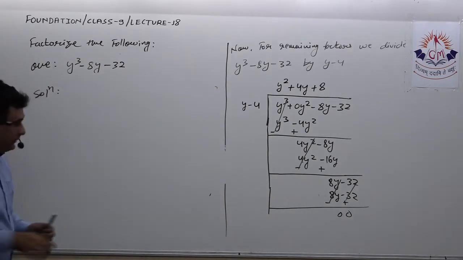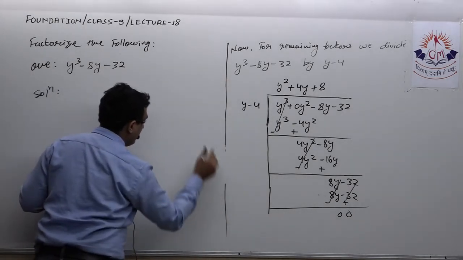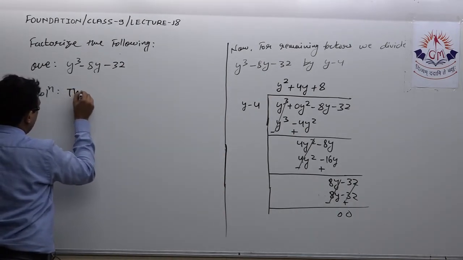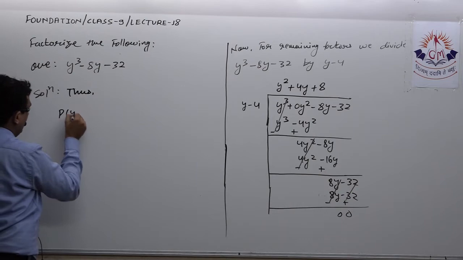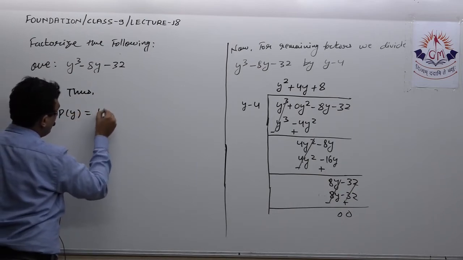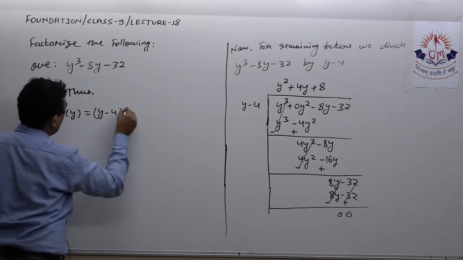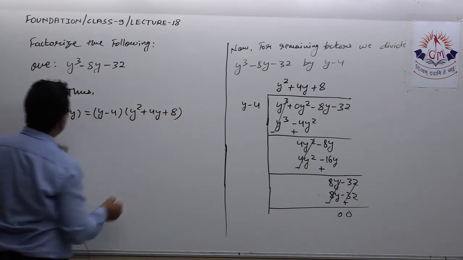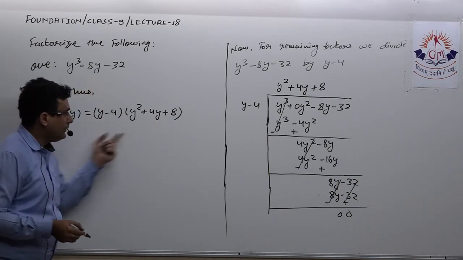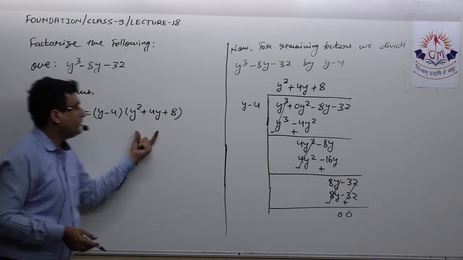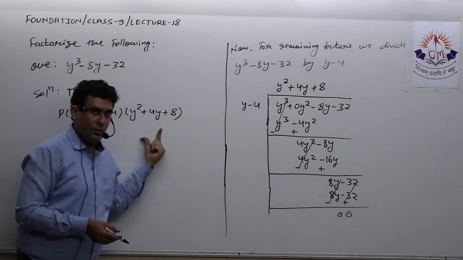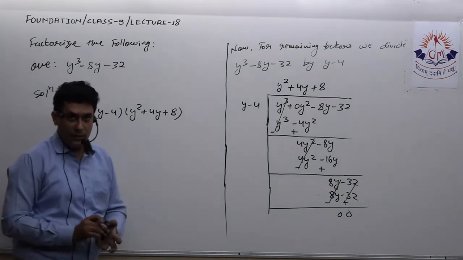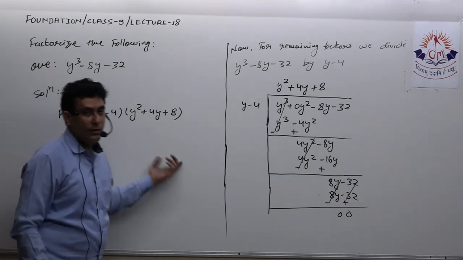So after this I can write, thus p(y) is equal to y minus 4 multiplied by y square plus 4y plus 8. That means the factors of the given expression are these two. Now to check whether it is possible to factorize it further or not. If it is possible to factorize it further, we'll have three linear polynomials or three linear factors.